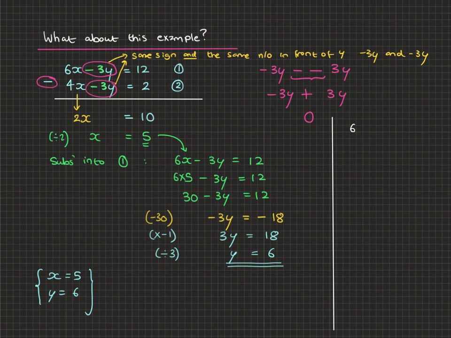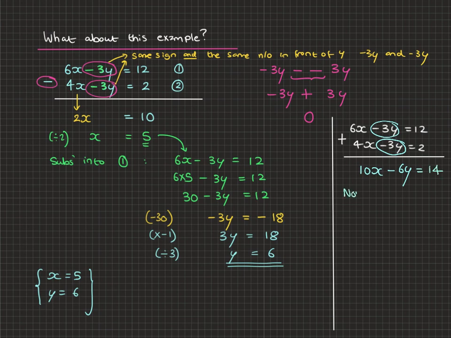So let's suppose we wrote this out again. 6x minus 3y equals 12. 4x minus 3y equals 2. And let's imagine we had added these together. Then 6x plus 4x would give us 10x. And then negative 3y, add another negative 3y, would simply give us negative 6y. Think about negative 3, add negative 3. It just comes to a value of negative 6. And then on the right-hand side, 12 plus 2 gives us 14. So nothing is eliminated if we do it this way, which is the wrong way.